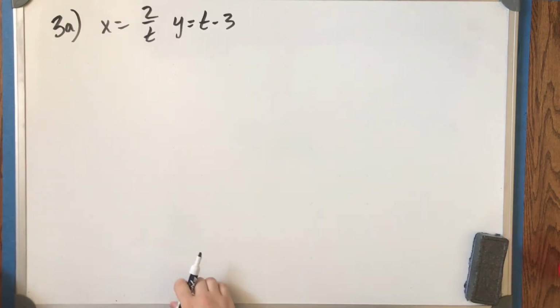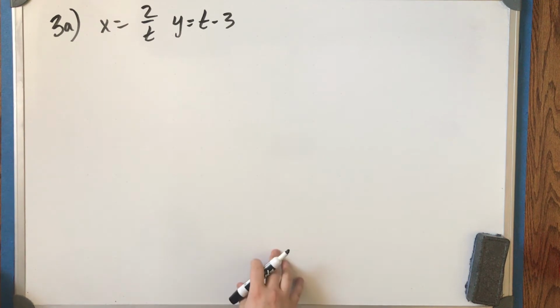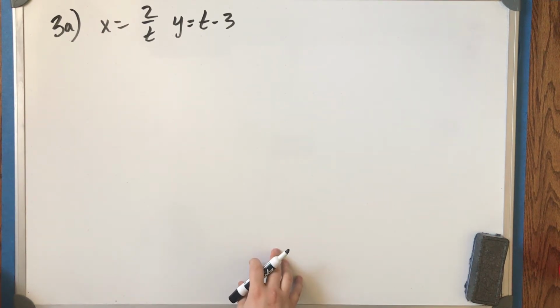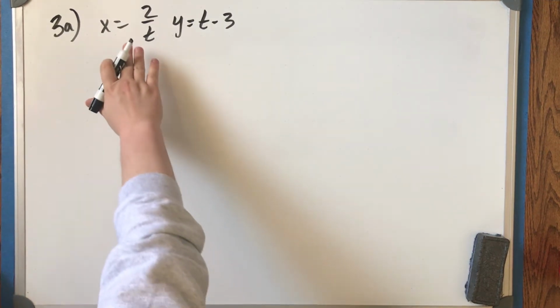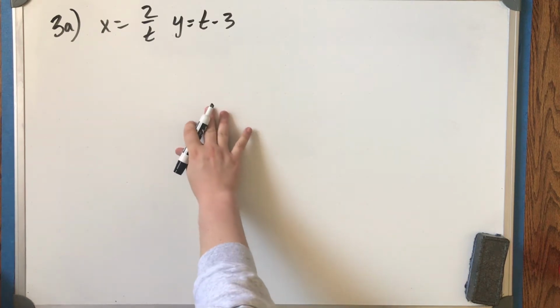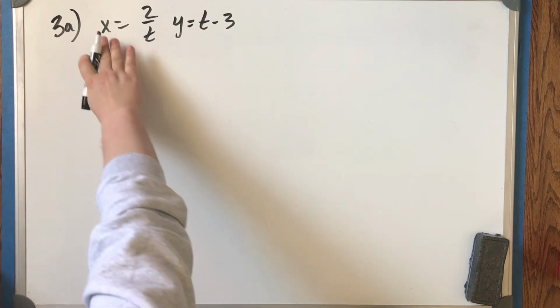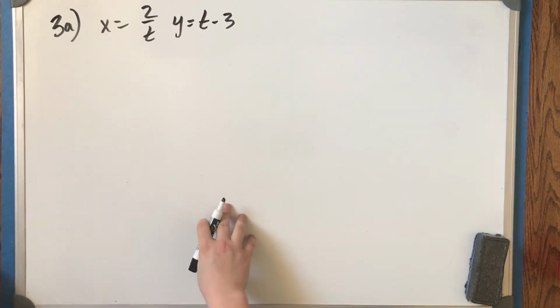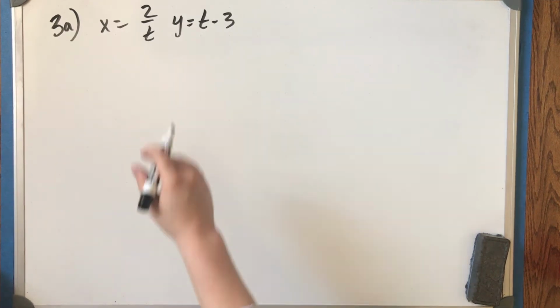So before we continue with the line stuff, let's just finish up warm up 3a and b. We're just trying to eliminate the parameter and put it back into rectangular form. Right now it's in parametric form because we have x defined by t and y defined by t. So there's three variables. Rectangular is when there's just x and y. So I'm just going to solve one of them and substitute it into the other.